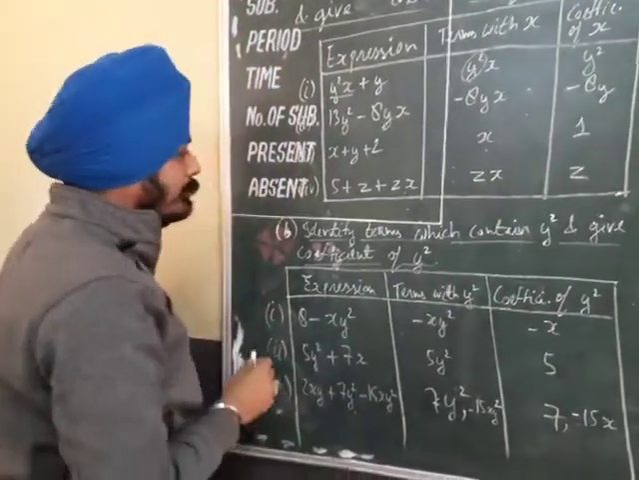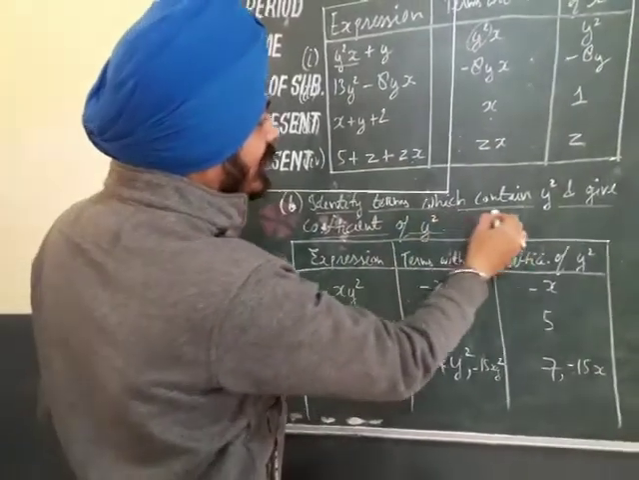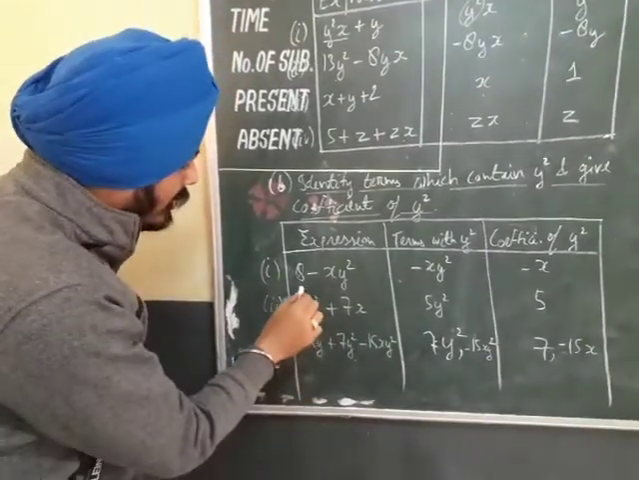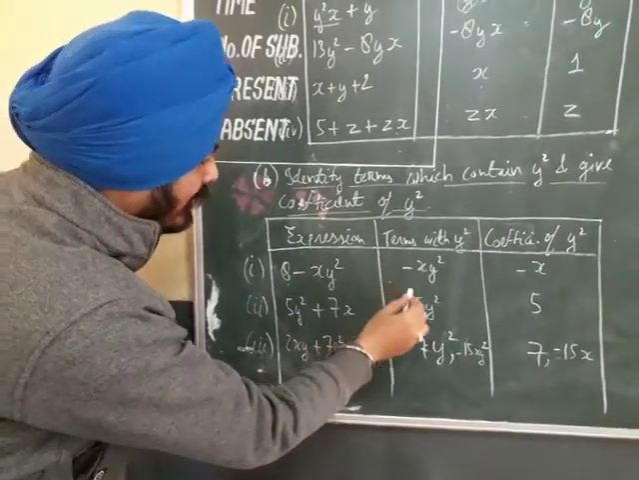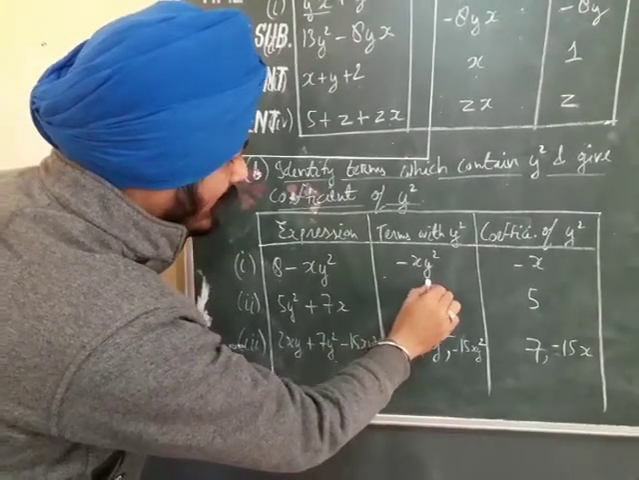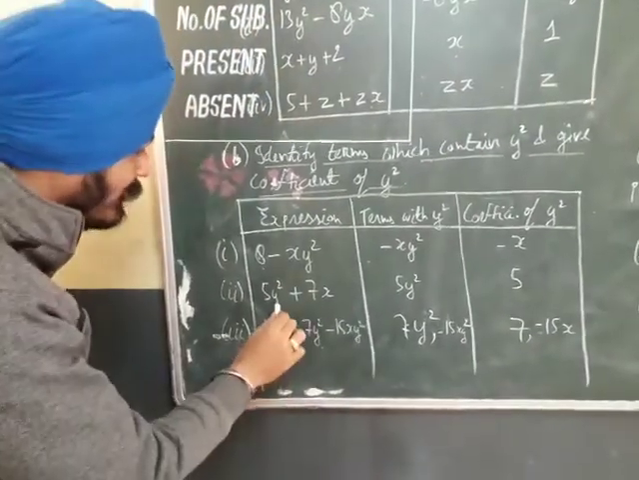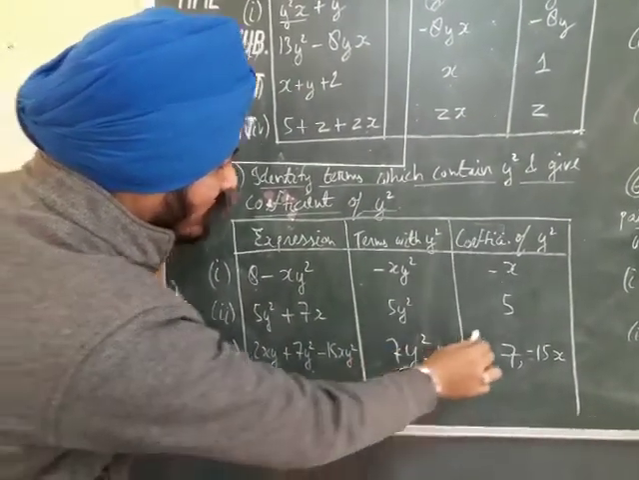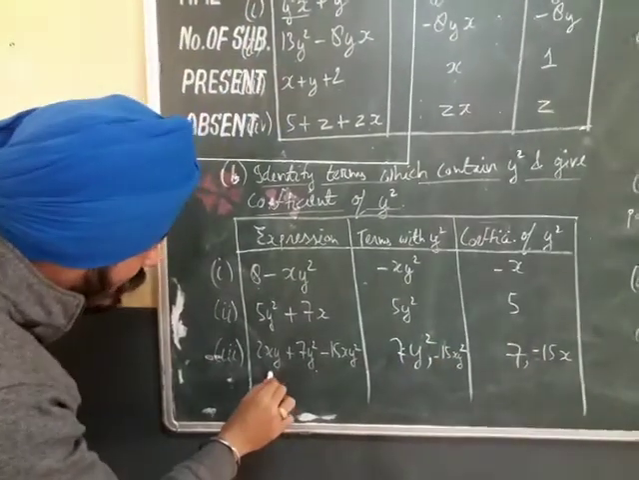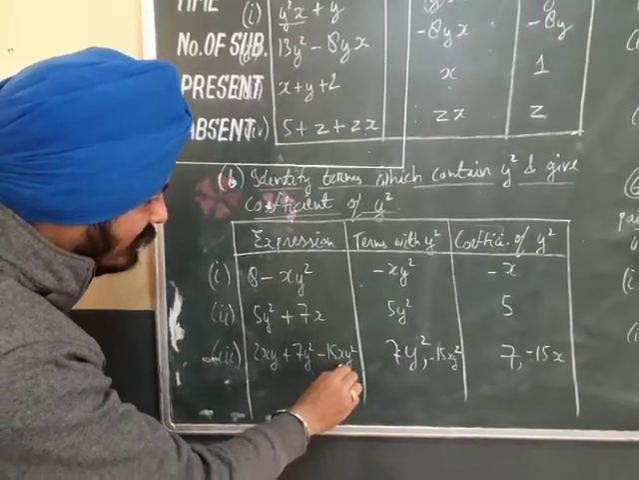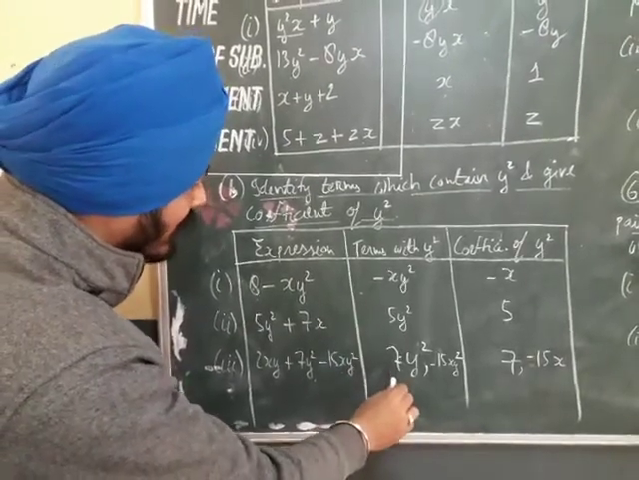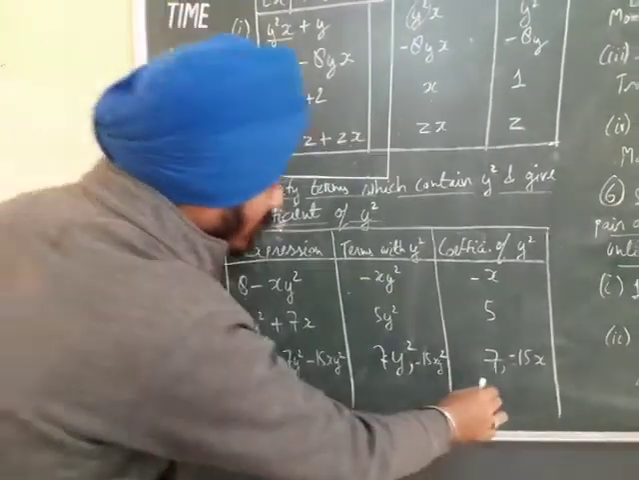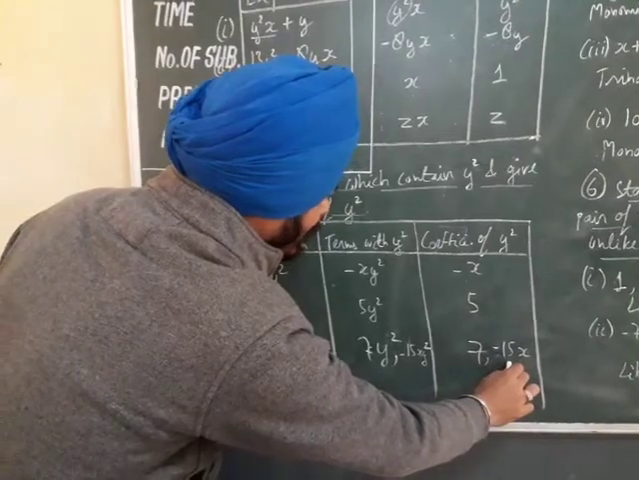Now see its b part, we have to identify terms which contain y square and give the coefficient of y square. It is just like a part only. First part is 8 minus xy square, the term with y square is minus xy square and the coefficient is minus x. Second part 5y square plus 7x, the term with y square is 5y square and its coefficient is 5. Third part 2xy plus 7y square minus 15xy square. In this there are two terms with y square. First is 7y square and the other is minus 15xy square. And the coefficient of y square is 7 and here it is minus 15x.